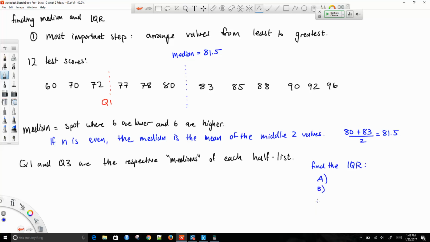And let me give you some answer choices here as far as the IQR goes. Okay, got 11, 18. Oh, and one more. Okay, so go ahead and try that out. See if you can find Q1, Q3, and the IQR. Okay, give you guys a minute to work through that.